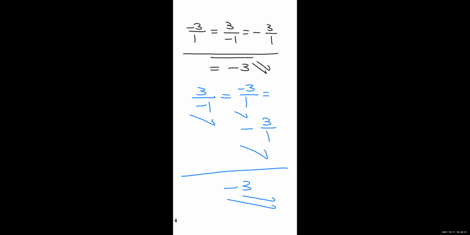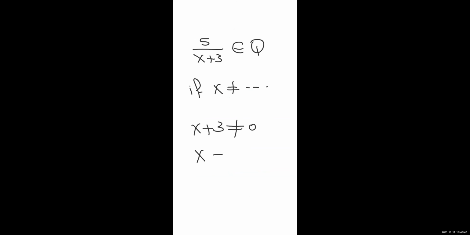Yes. Okay, so now one more example. In the previous example, we said that if 5 over x plus 3 belongs to rational numbers, then x not equal to negative 3. The denominator x plus 3 will never equal 0, then x will never equal 0 minus 3, so negative 3. That's it. So the answer in this question is negative 3.